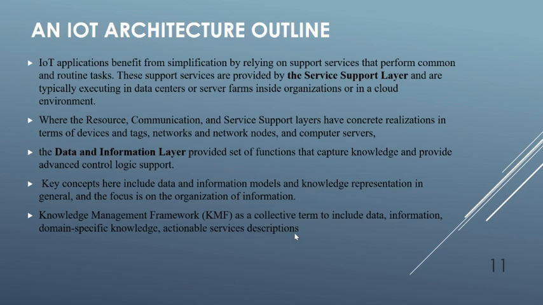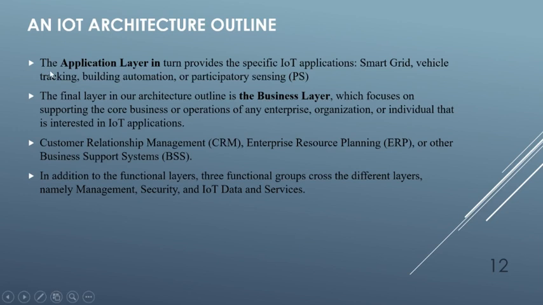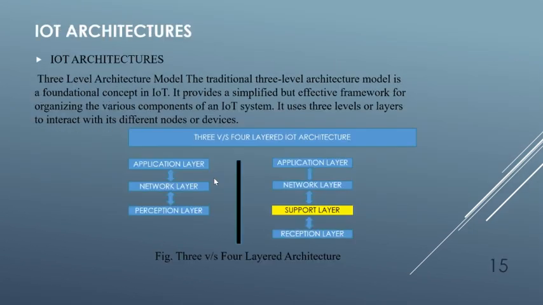Conclusion. Summary of key findings: IoT architectures. There are three-level architecture models in the traditional architectures. This is the traditional foundation concept of IoT. It is a simplified but effective framework for the organization of the various components of an IoT system.